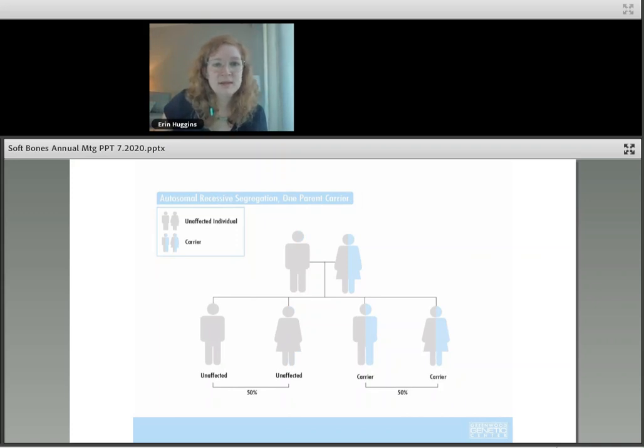In the event that somebody is just a carrier and they only have the one copy, then if their partner is not a carrier, then they're not going to have an affected child. So then the mom here is the one who's a carrier, and she will either pass down the one mutation or her normal copy. So in this case, a carrier parent is only going to have either completely unaffected or carrier children.